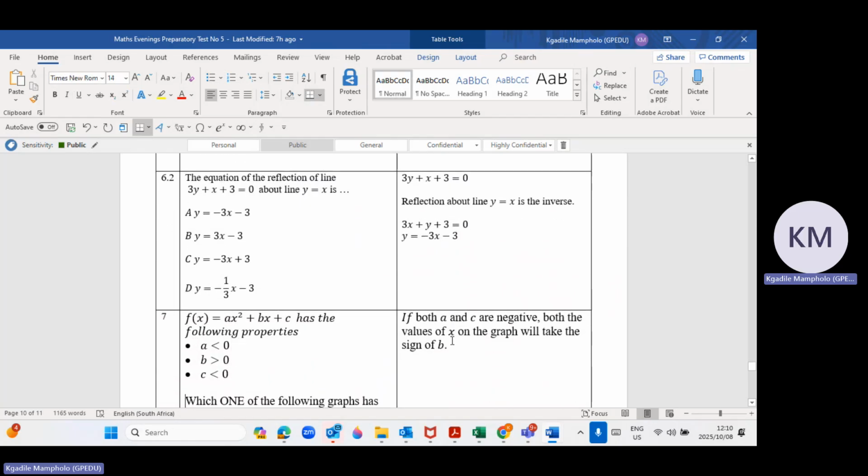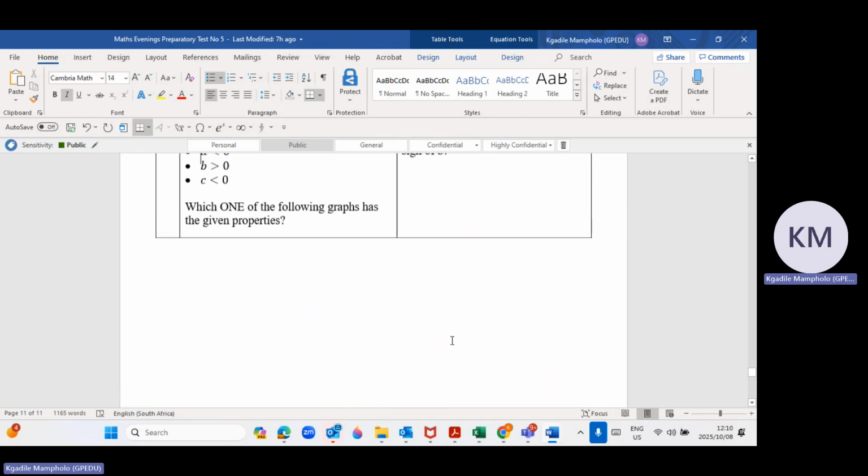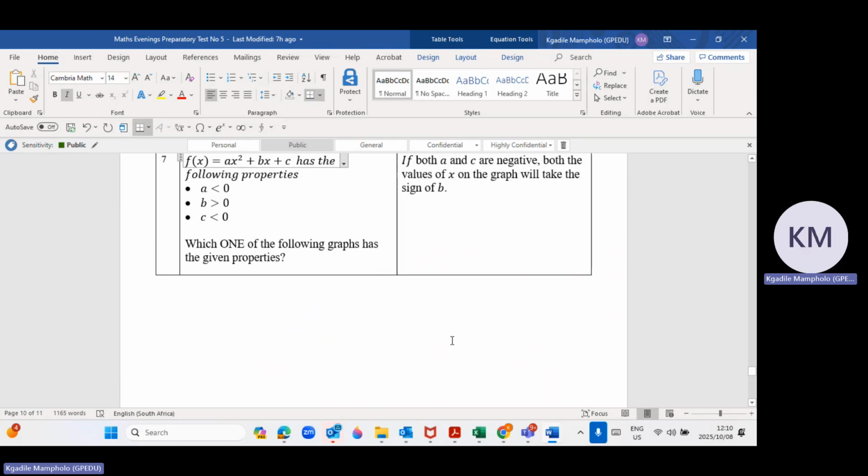The last one, f of x is equals to ax squared plus bx plus c, has the following properties. If both a and c, now a is less than 0, b is greater than 0, and c is less than 0. Which one of the following graphs has the given properties?